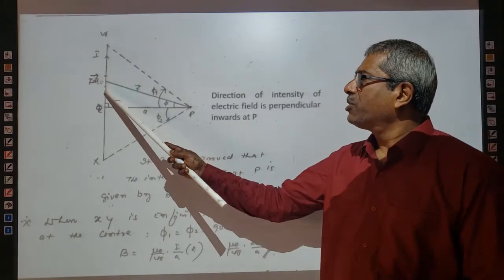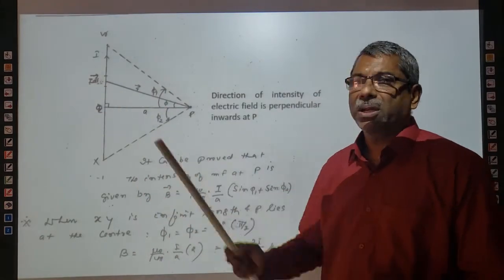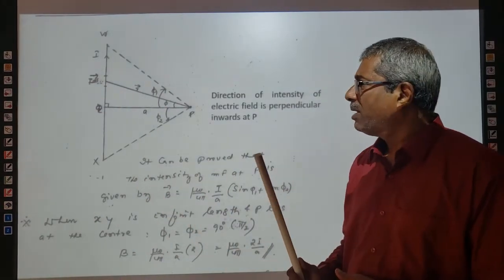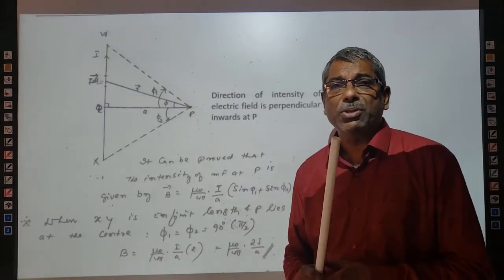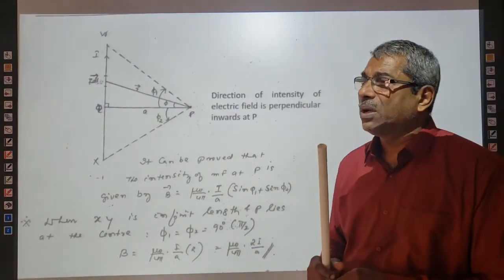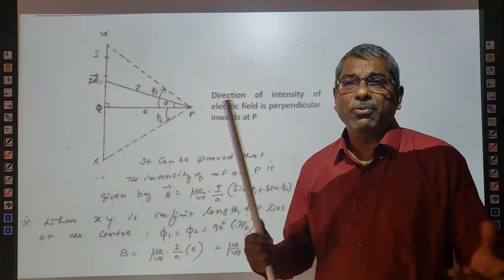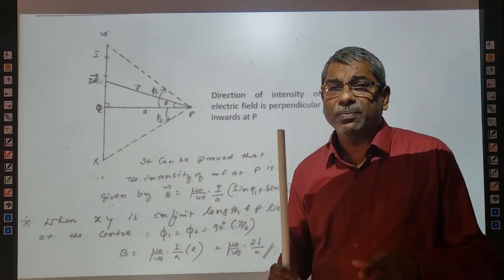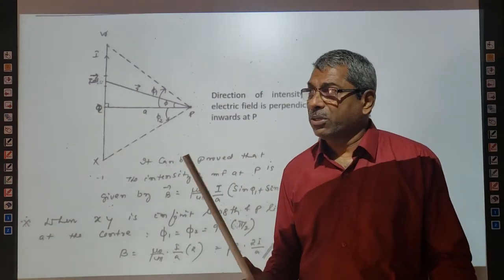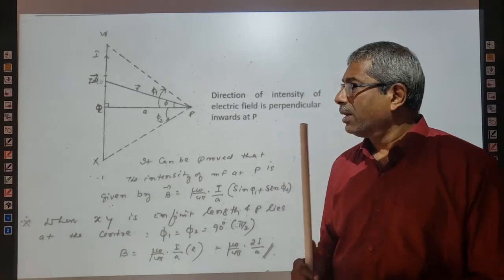That is, a current element is noted here. This small part of the conductor carrying current is called a current element. So whenever the question is asked to you, for using Biot-Savart's law, what do you need? You need a current element because it works on the principle of current element.